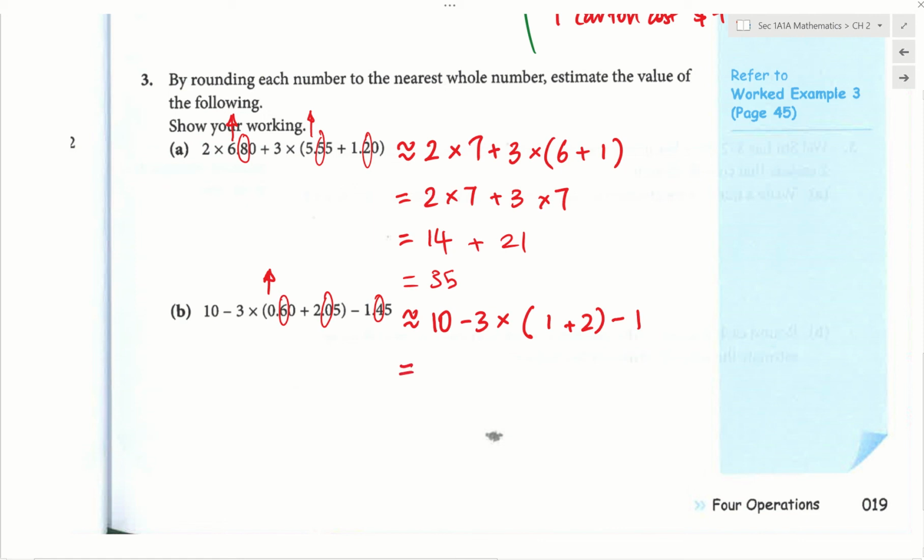So I remember we're supposed to do the brackets first. Everything else just copy. 1 plus 2 is 3, yes. Then minus 1, everything else just copy down only, just bring it down. Don't need to think so much. Do the times. 10 minus, what is 3 times 3? 9. Then minus 1 again. Hey, what's the answer? Are you sure negative 1? I think it's 0, right? Okay. Do you have some confidence?